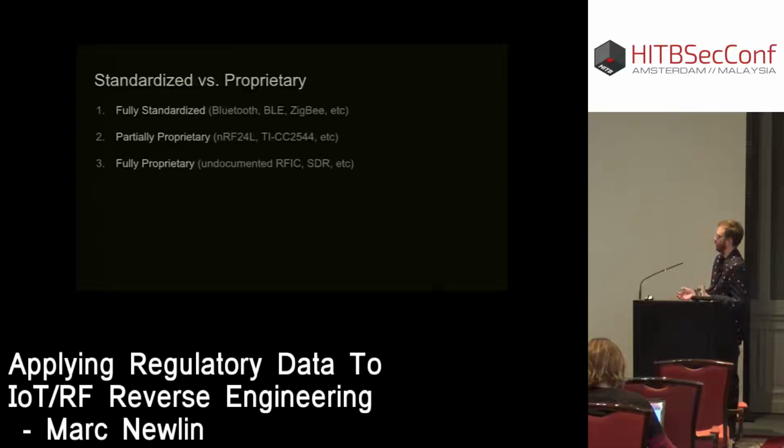Then we have partially proprietary. This would be cases where you have maybe a transceiver which is documented. So you might know what the physical layer is, the channels and modulation, but you may not know what payloads are being transmitted. And then you have fully proprietary devices where you know nothing about it. You don't know what transceiver it uses, you don't know what protocol it uses, and you have to figure all of that out. In the case with this RadioShack mouse, it's fully proprietary in that there was no documented information available about this to start with.